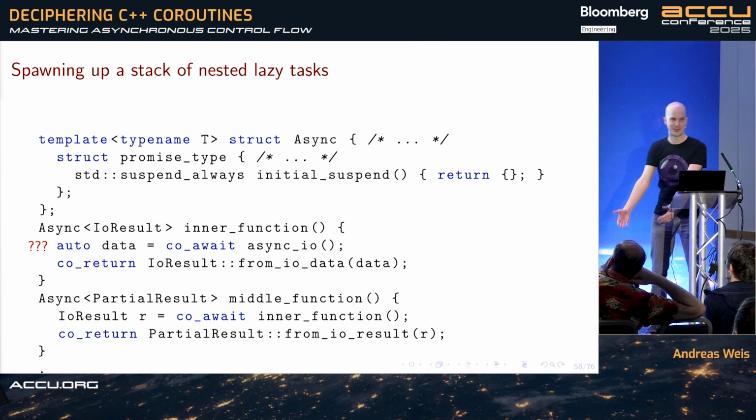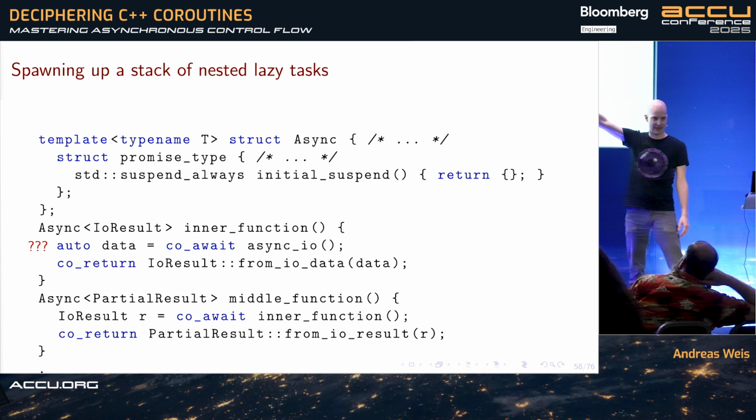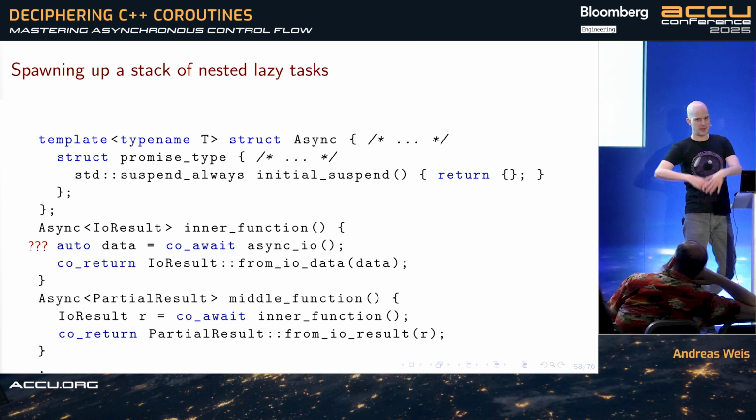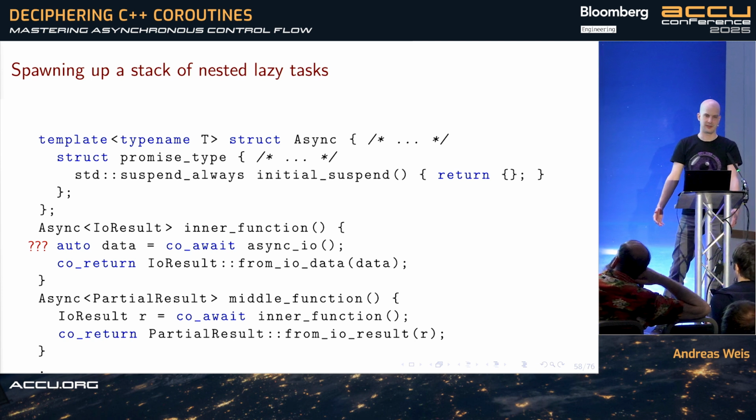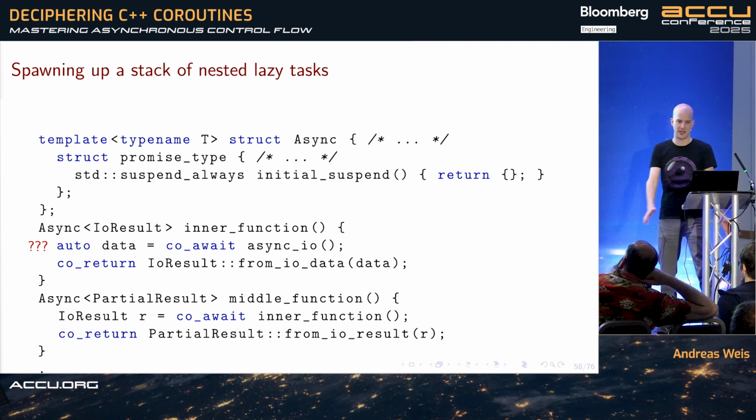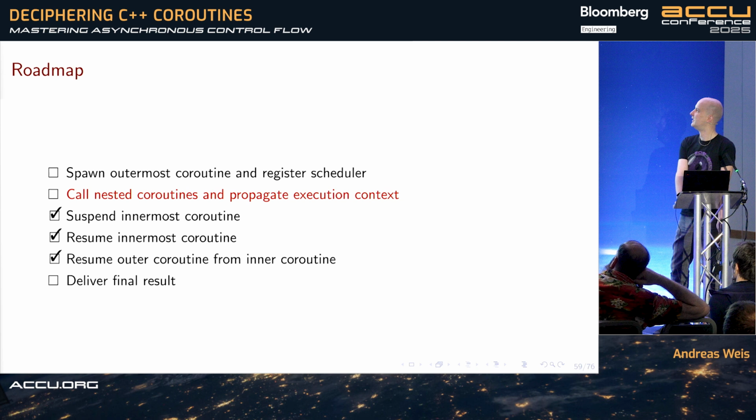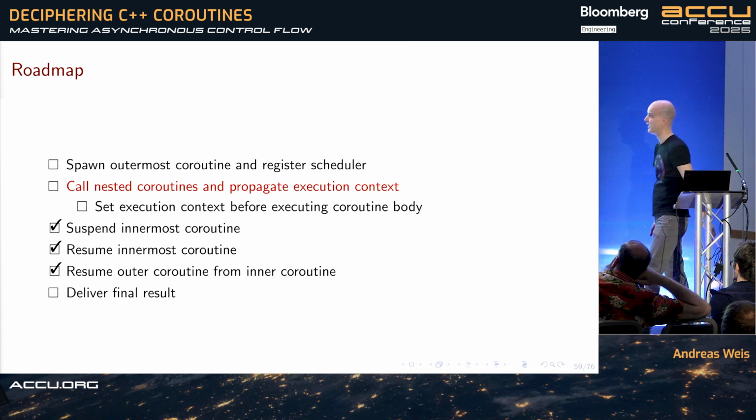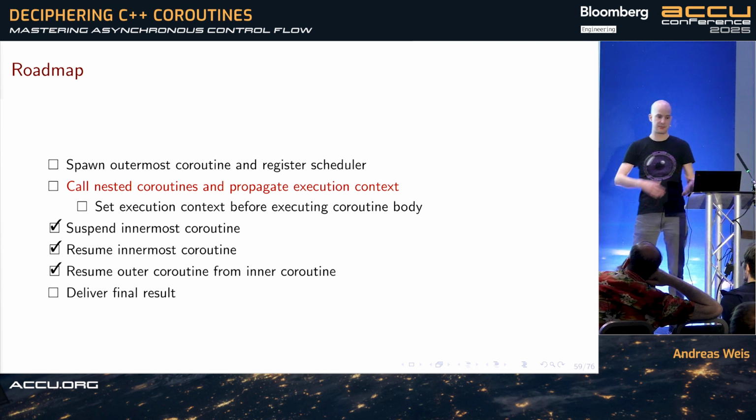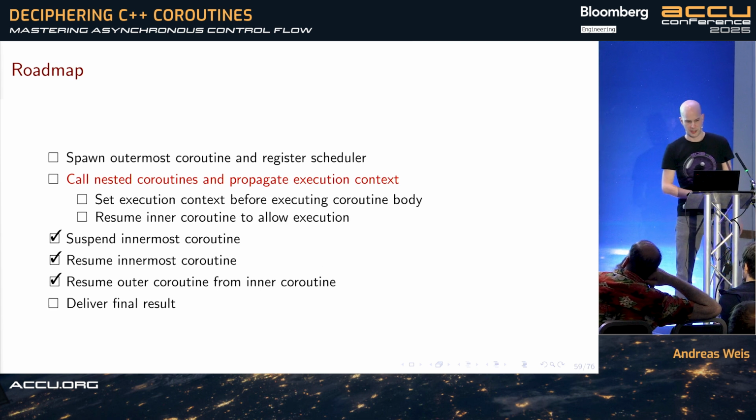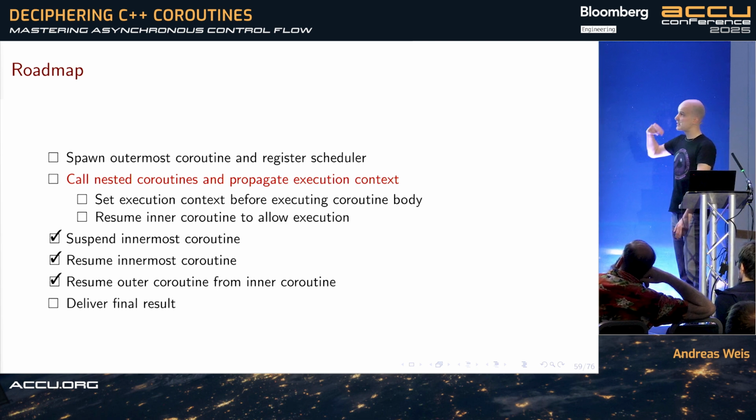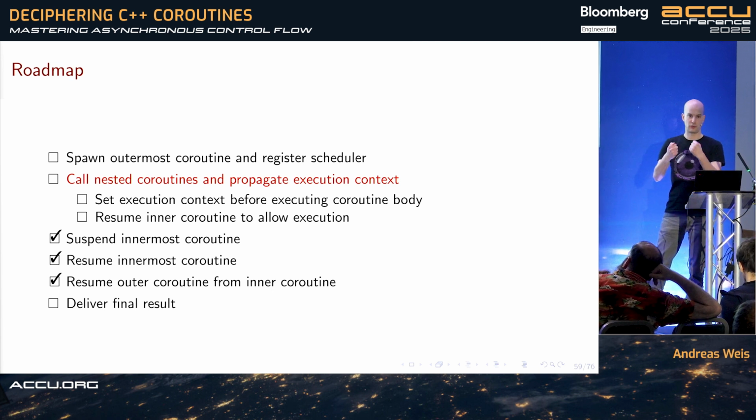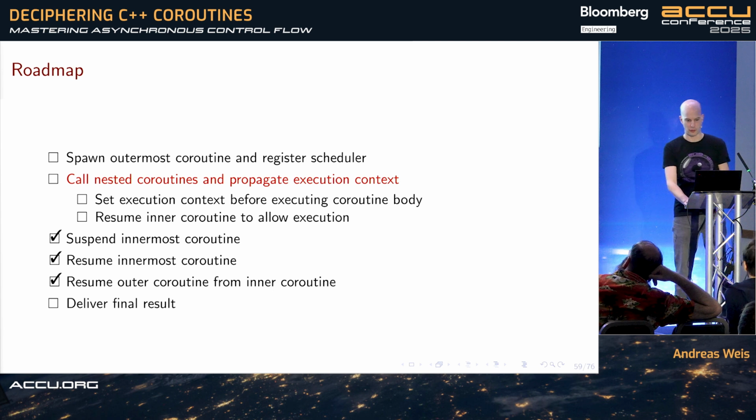The inner function needs to do something. It needs to get at least to this line, because that's the point where it makes sense to go to sleep, because I'm missing data now before I can continue. But if I just go to sleep right away, that's also not good. So how does this work? On the one hand, I want to set the execution context before I start executing the coroutine body. But once I've done that, I want to resume the inner coroutine. I actually want it to continue execution so that it can do useful work.